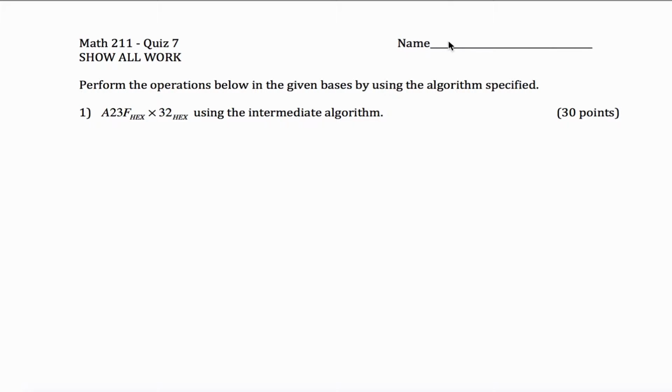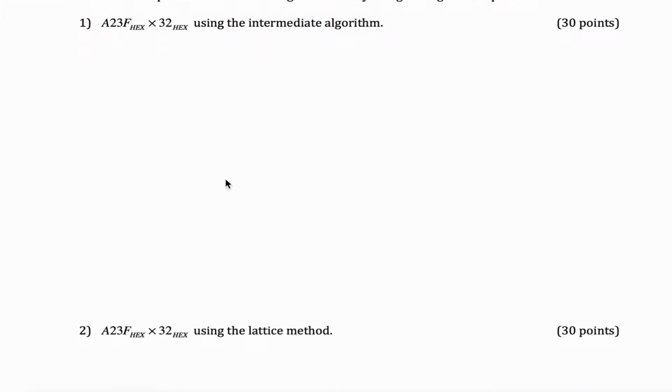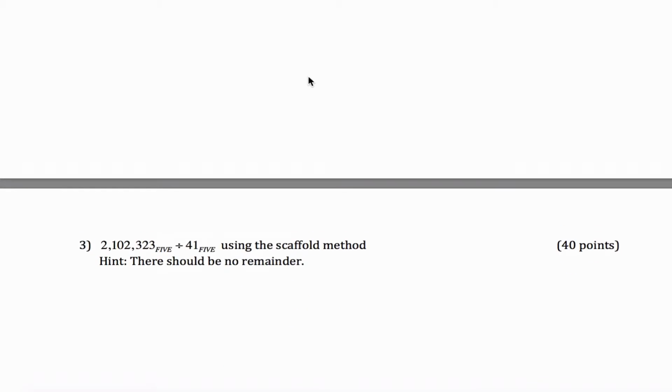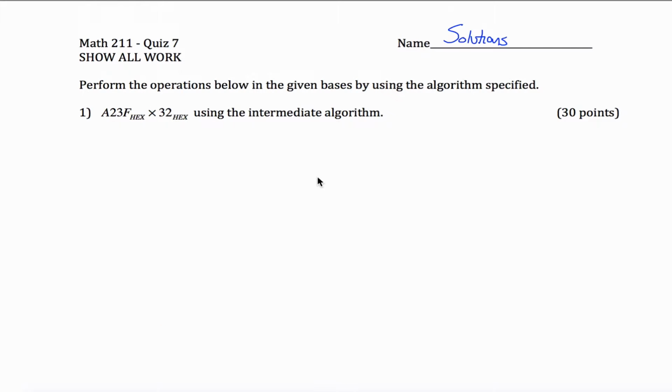All right, here are solutions for quiz 7, I guess, for Math 211. This is operations in different bases. So we're going to do some multiplication first and then some division. But the challenge is to perform these operations using the given algorithm in the base that's provided.